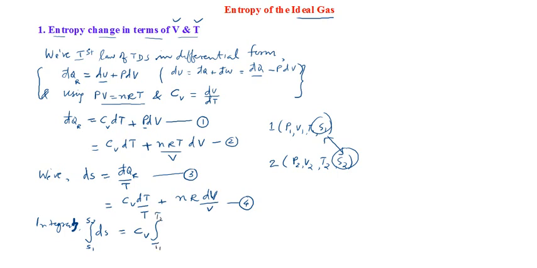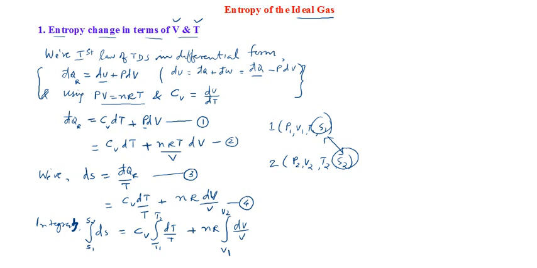Okay, dT by T, plus the next thing is what? nR. Integral, so here the integration is done with respect to V, dV is there, so you have to substitute the limits of V, volume V1 to V2, dV by V. Okay, that is the thing.